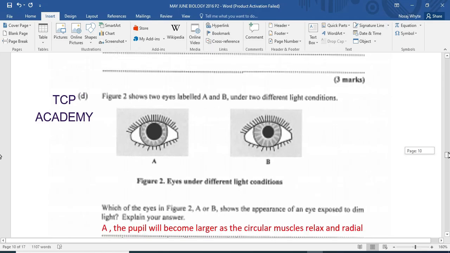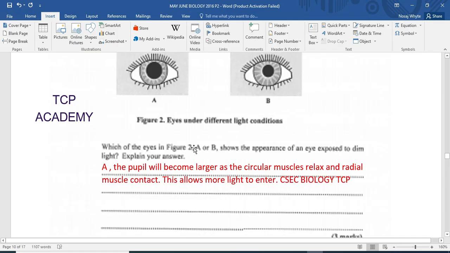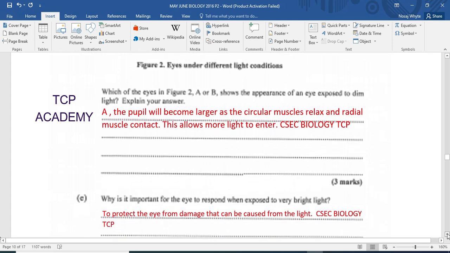The other thing that we need to do here for figure 2 is to show two eyes labeled A and B under two different light conditions. We need to read all the instructions: eyes under different light conditions. So we have an eye at A and an eye at B, and look at the pupil here versus the iris. Look at the size there. Which of the eyes in 2, A or B, shows the appearance of the eye exposed to dim light? All right, so this is the eye here in dim light. It will open the pupil to allow more light to get in.